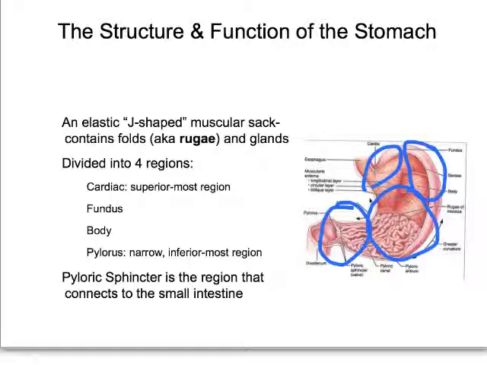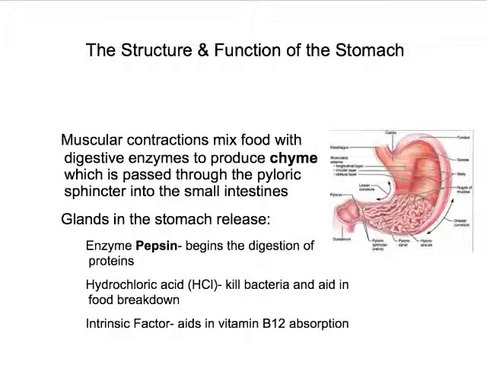Okay, so that pylorus has what we call the pyloric sphincter, which connects, like I said, the stomach to the small intestines. So food is going to spend about 2 to 4 hours in the stomach getting all mixed up. Segmentation type of muscular contractions are going to mix the food with the digestive enzymes to produce what we call chyme. And this chyme, which is basically like this mushy, liquidy, kind of nasty looking stuff, is passed through the pyloric sphincter into the small intestines.